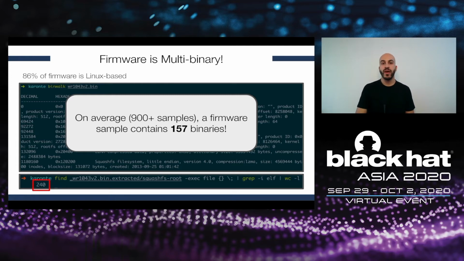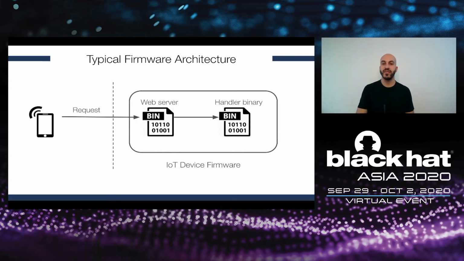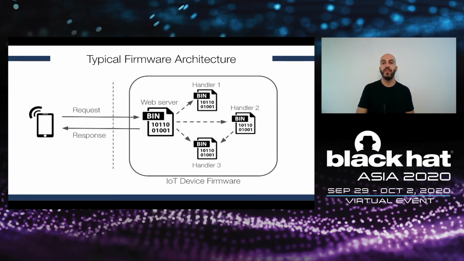And the typical architecture of an embedded system contains a binary that we call the border binary that receives requests from the external world. This is typically a web server, and this binary forwards the request to a handler binary that instead processes the request and returns a result. In practice, this is a little bit more complex because we can have many of these handler binaries, and each of them can further interact and share data with additional programs.